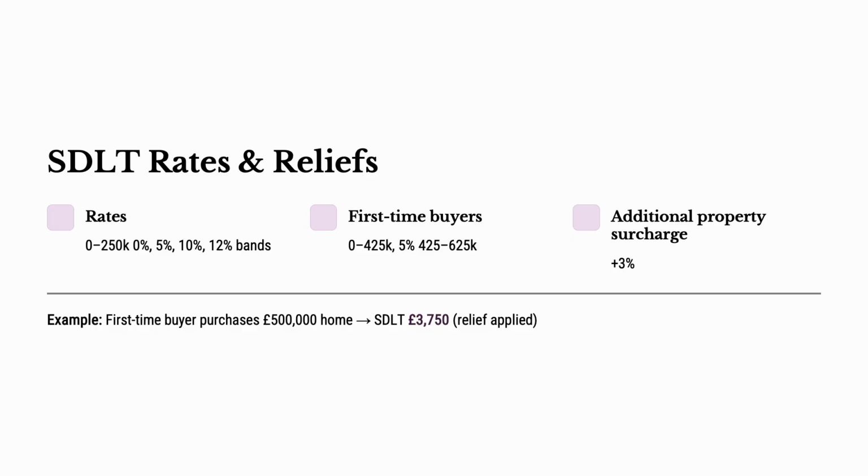But there are reliefs. First-time buyers get a special relief: 0% up to 425,000 pounds, then 5% from 425,000 pounds to 625,000 pounds. This only applies if the purchase price is 625,000 pounds or less. Above, no first-time buyer relief at all. You are already rich, pay the money. So there is also an additional property surcharge, 3% on all bands if you are buying a second home or investment property. This is on top of the normal rate, so it significantly increases, oh my goodness, your SDLT bill.